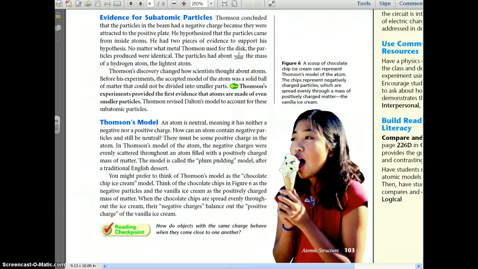You might prefer to think of Thomson's model as the chocolate chip ice cream model. Think of the chocolate chips in figure 6 as the negative particles and the vanilla ice cream as the positively charged mass of matter. When the chocolate chips are spread evenly throughout the ice cream, their negative charges balance out the positive charge of the vanilla ice cream.